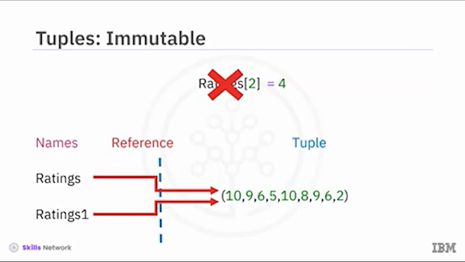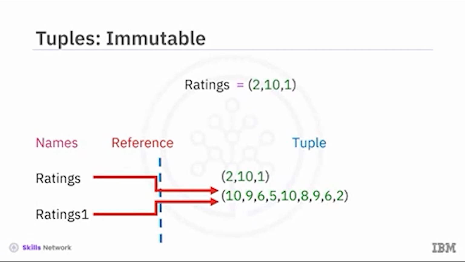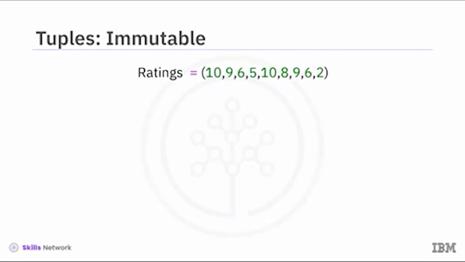Therefore, ratings1 will not be affected by a change in ratings because the tuple is immutable, i.e. we can't change it. We can assign a different tuple to the ratings variable. The variable ratings now references another tuple. As a consequence of immutability, if we would like to manipulate a tuple, we need to create a new object instead. For example, if we would like to sort a tuple, we use the function sorted.